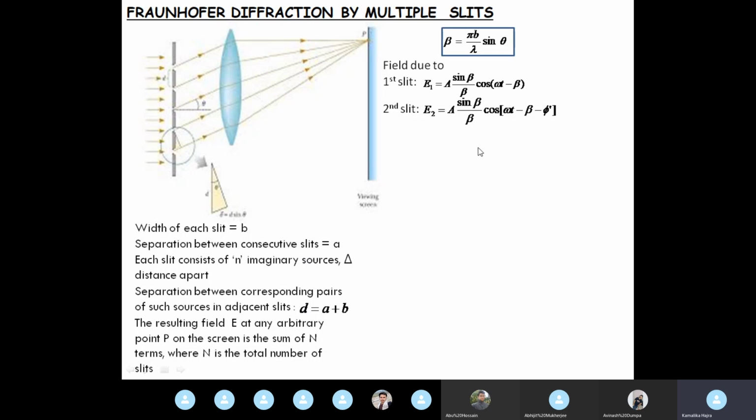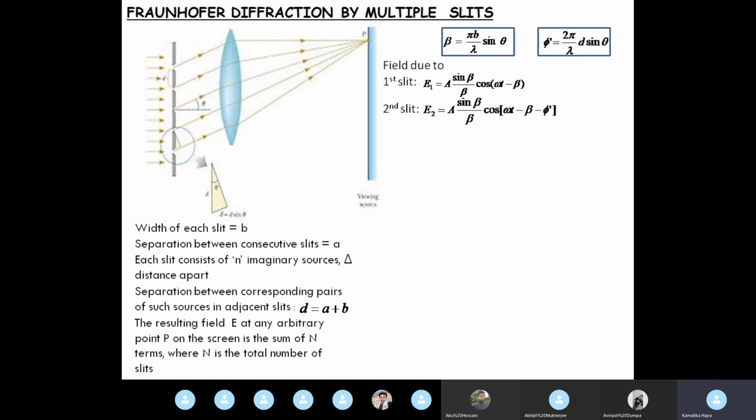because each point in the second slit would emit a ray which lagged behind the first slit by a phase φ'. So the entire beam diffracted at an angle θ from the second slit would lag behind the entire beam diffracted at an angle θ from the first slit by a phase given by φ', where again we recall that φ' equals 2π/λ d sin θ.